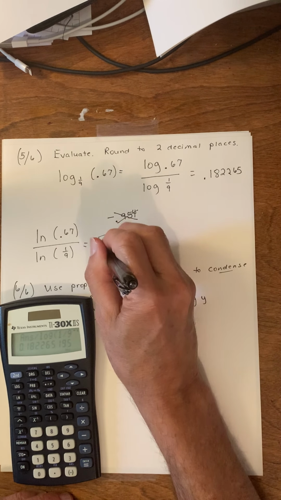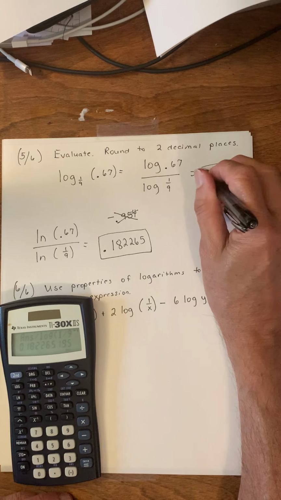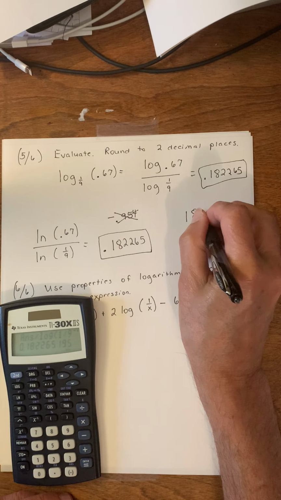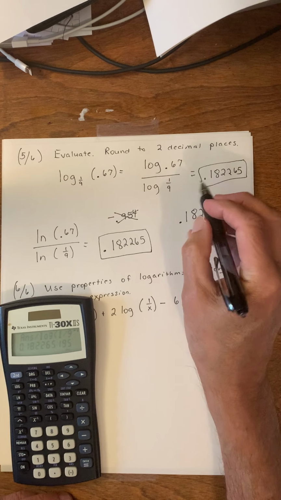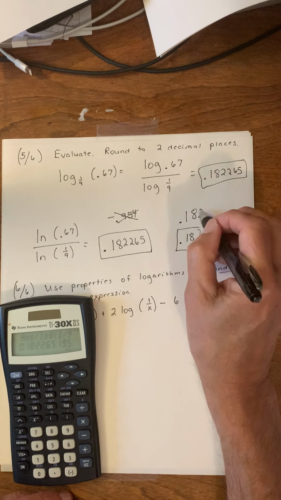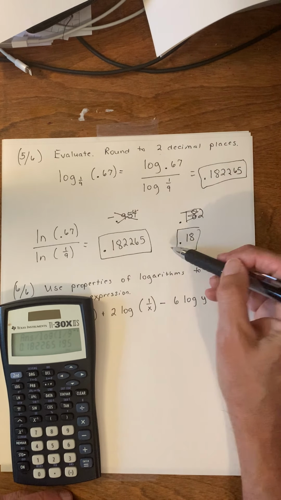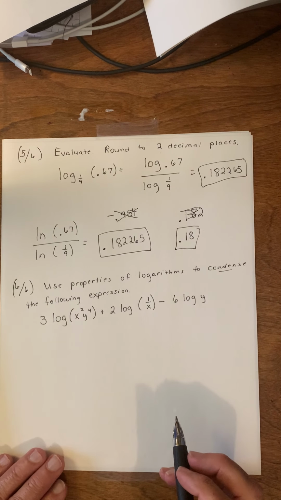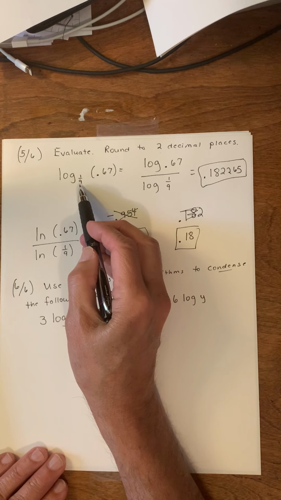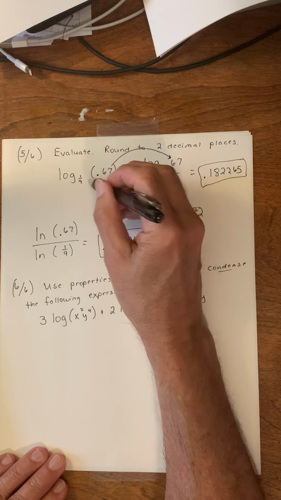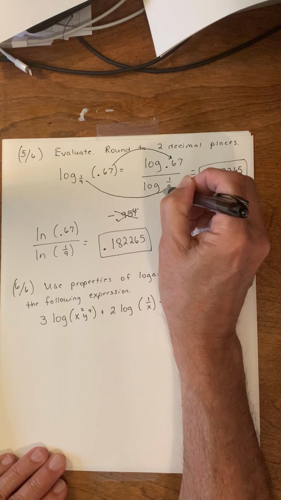So here is my solution. To 3 decimal places, 0.182. Oh, 2 decimal places, 0.18. So that's 2 decimal places. That's what I'm going to put into my Hawk's solution. All right, so if you have an inconvenient base, use your change of base formula. This goes here, this goes there.